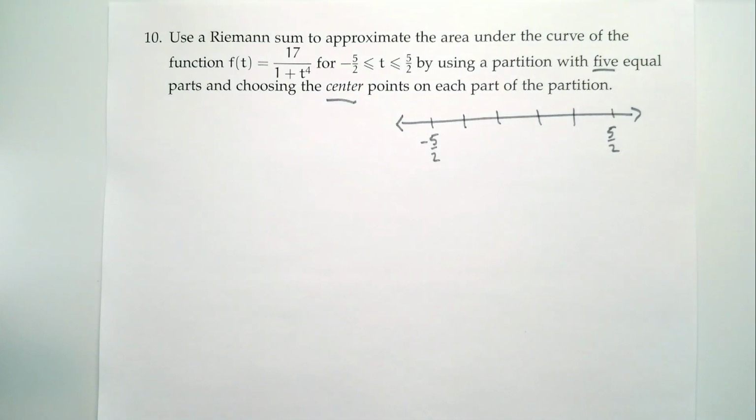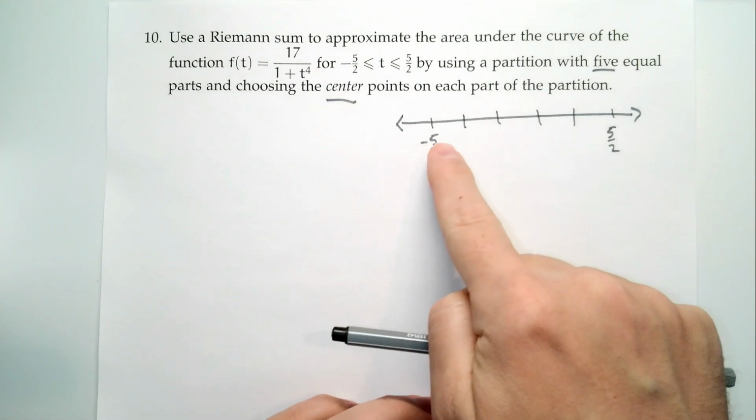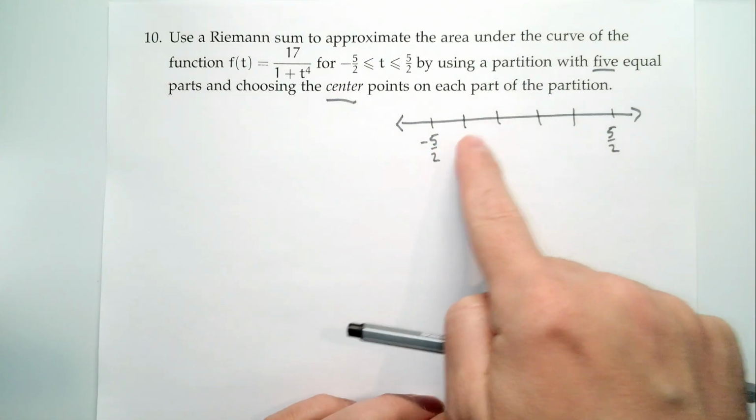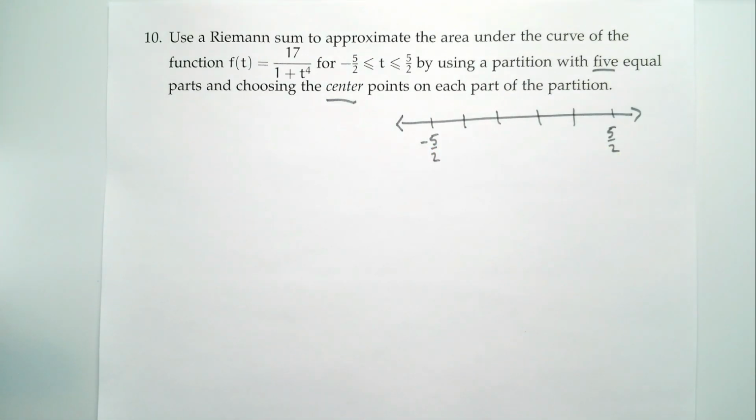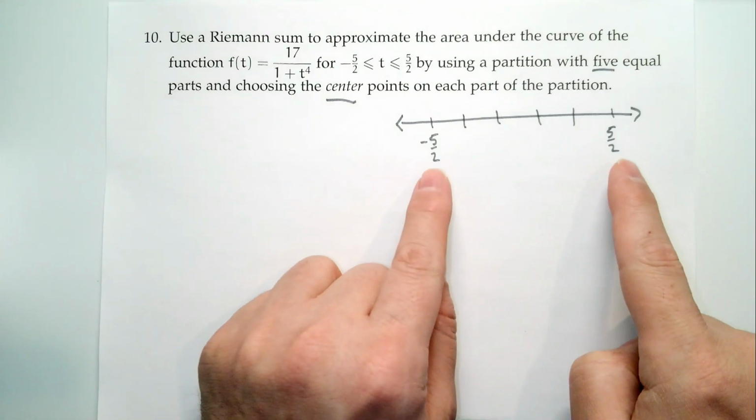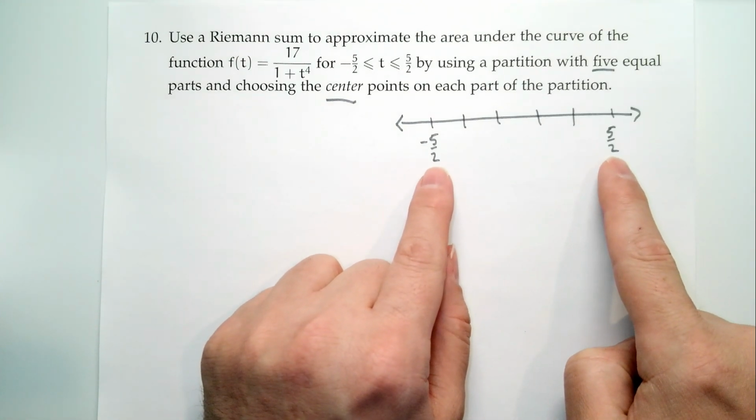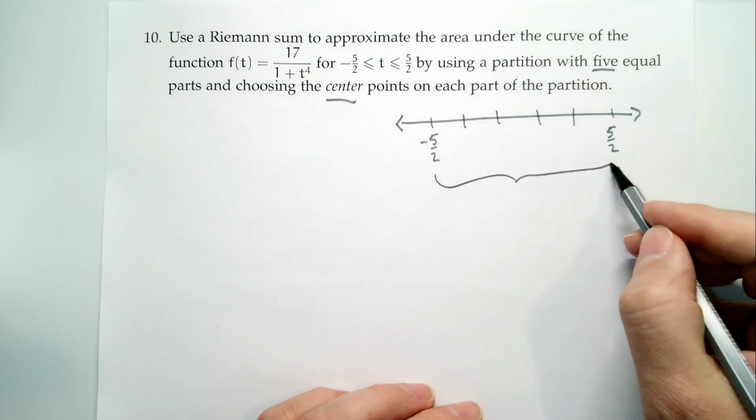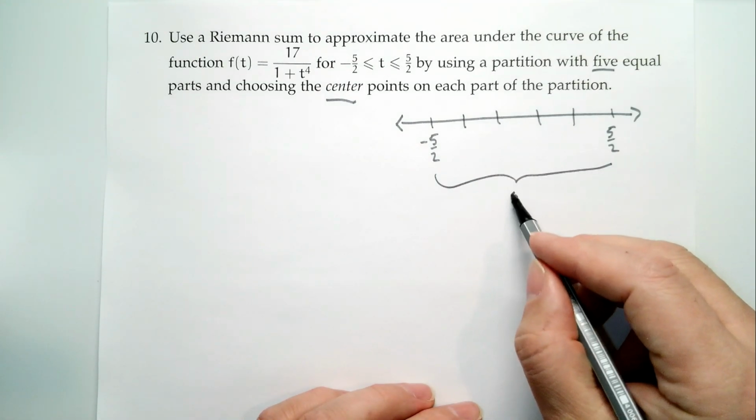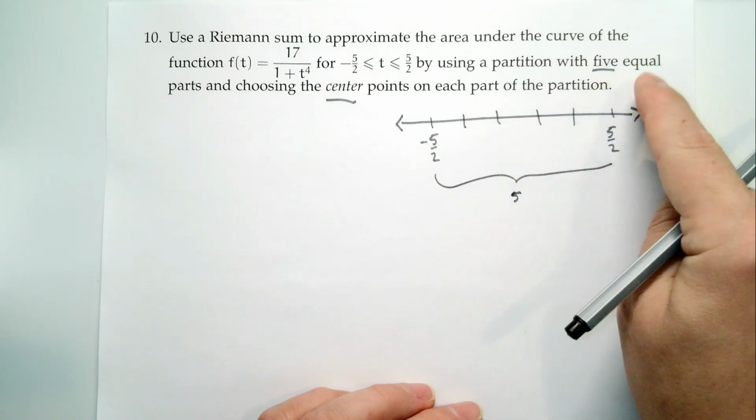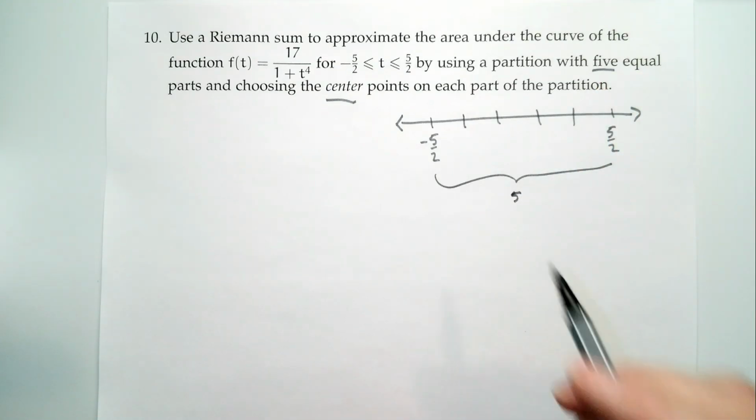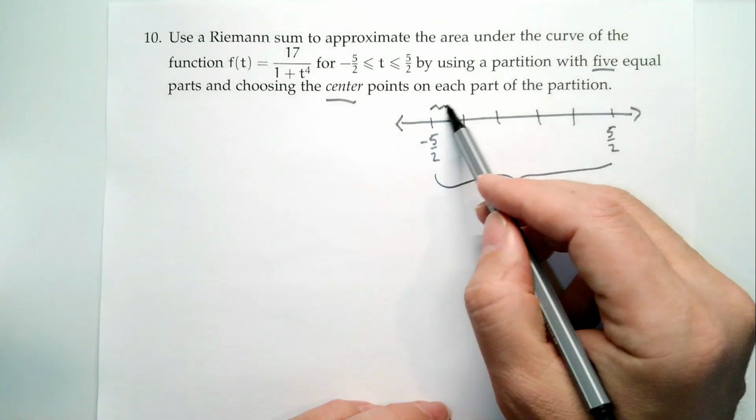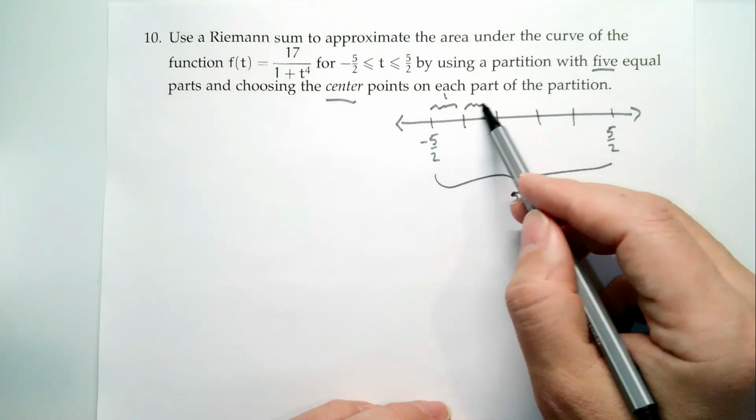Now, we've got to think a little bit more. This one's not quite so easy. First off, let's figure out where our cutting points are. In other words, where do we make our partitions? So how far apart is negative 5 halves and positive 5 halves? If you were to go the whole length here, that would be 5. So I want 5 equal parts. That says that each individual part is going to have length 1.